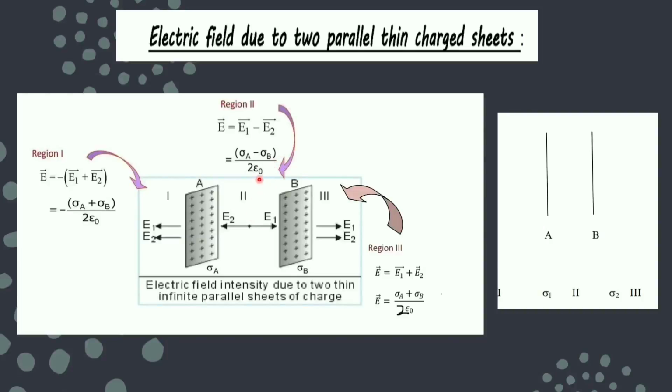Here we are taking sigma A greater than sigma B. So if sigma A is greater than sigma B and it is in the positive direction, I have written my result with a positive sign. I am getting sigma A upon 2 epsilon naught minus sigma B upon 2 epsilon naught. So this is the electric field.